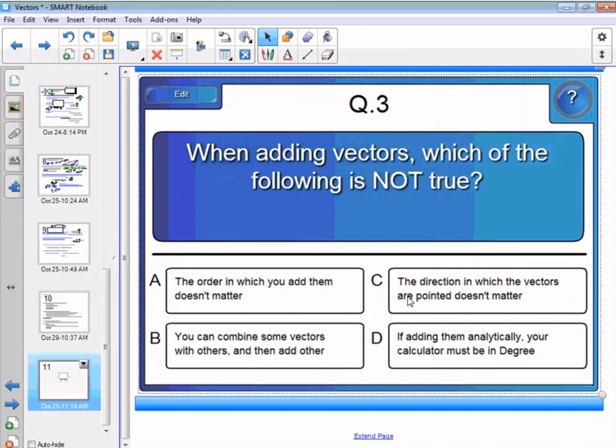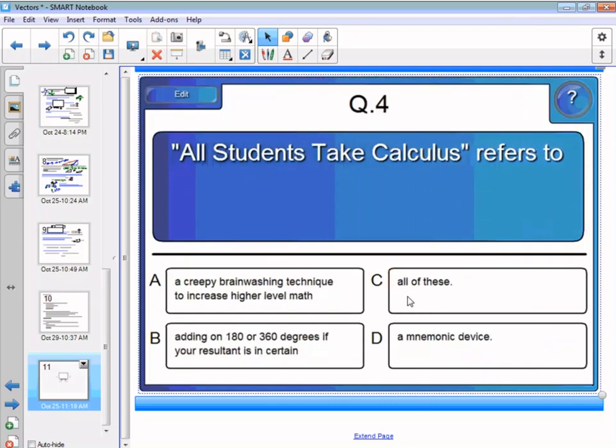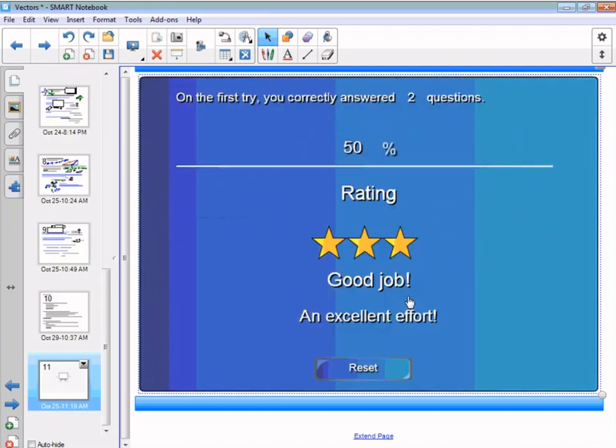Which one is not true? Okay, next. All students take calculus. Now, you may not be familiar with this one, you specifically, but others might be. It's a creepy brainwashing technique to increase higher level math, or adding on the certain angles, or it's a mnemonic device, or all of these. Yeah. Oh, wow. 50%. Great job. An excellent effort.